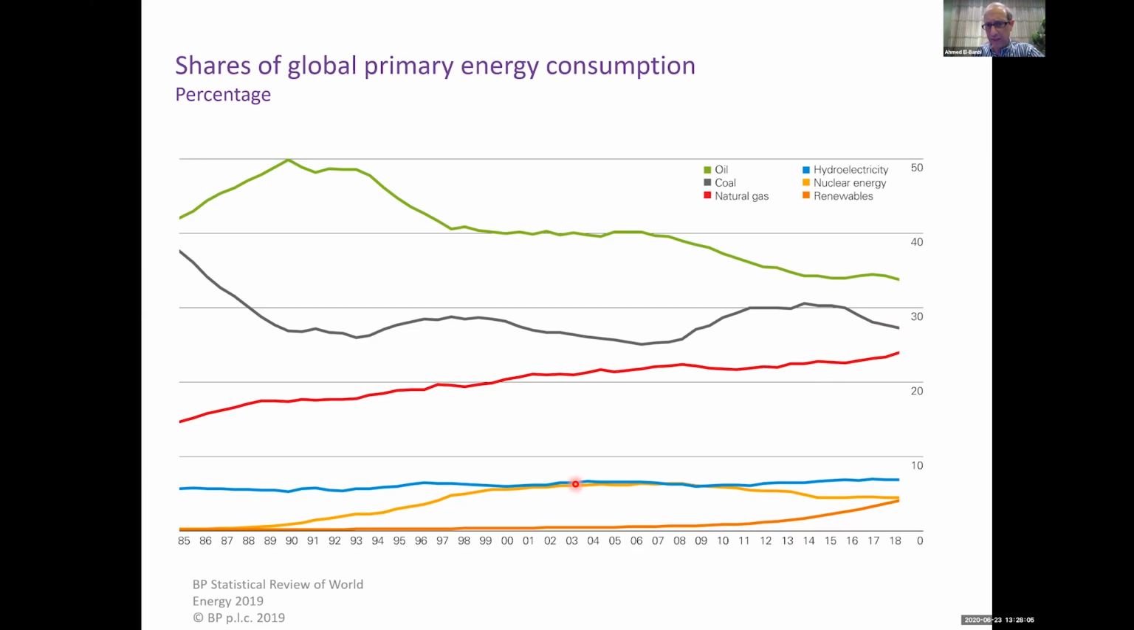Hydroelectricity, as you can see, is more or less constant, less than 10% of what we get. Nuclear energy has gone up a little bit to maybe 6 or 7% of energy, and has gone down in recent years to 5 or 6%. Renewables have been growing steadily, and now are around 5% of the total energy consumption. What's the other big elephant? It is coal. This is the share of coal in the total energy mix worldwide.